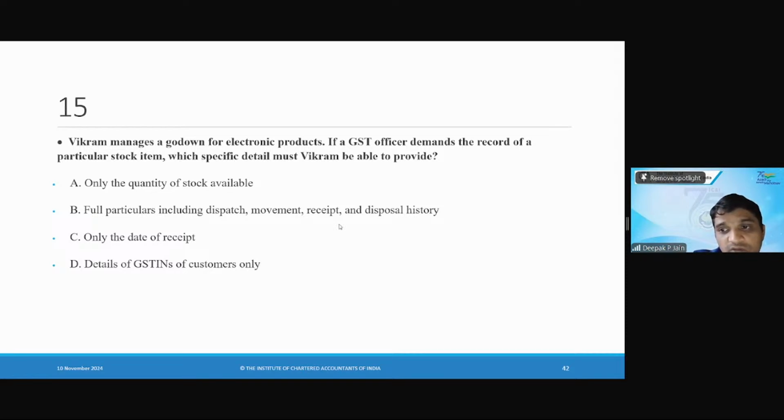I think once we give MCQs, your participation level is increasing. From next class, I will ensure that at least minimum 15 MCQs we will have.